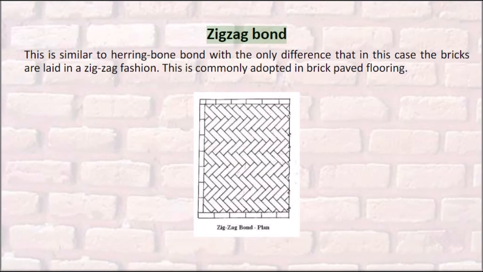Zigzag bond. This is similar to herringbone bond with the only difference that in this case the bricks are laid in a zigzag fashion. This is commonly adopted in brick paved flooring.